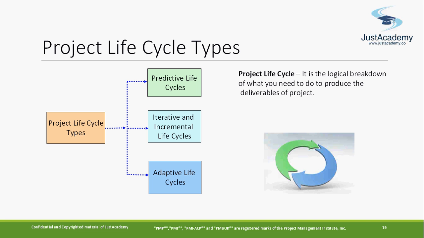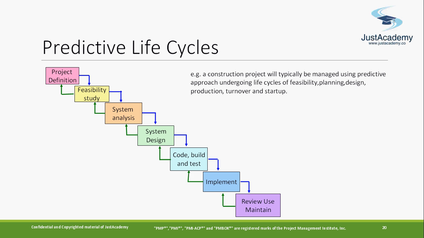Project life cycle types. There are 3 types of project life cycles: the predictive life cycle, the iterative and incremental life cycle, and the adaptive life cycle. Let's talk about what a predictive life cycle is. A predictive life cycle is more of a waterfall methodology. We know what the next step needs to be done, so we can predict what the next step is.